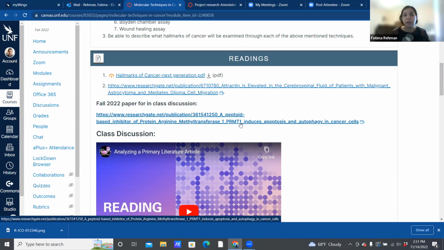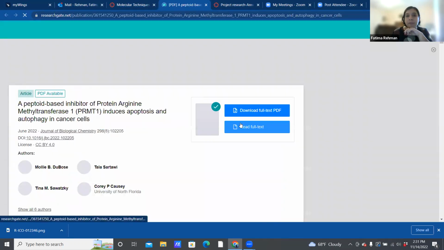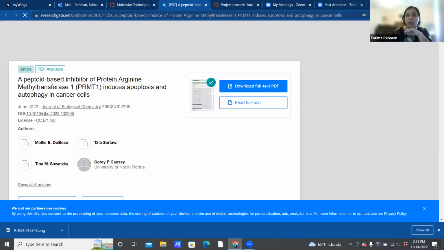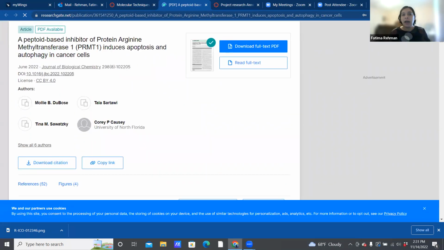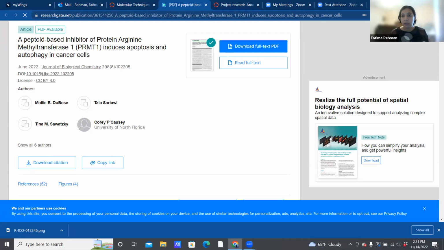This is a new paper that we've just published in collaboration with Dr. Brian Nuckley and Corey Causey in the chemistry department recently. And I thought it would be a good thing for you guys to see how papers get published with new data, new findings, and also to understand different types of reactions and different types of techniques that are used in molecular and cellular biology as we try to find new drugs and try to look at their mechanism of actions.